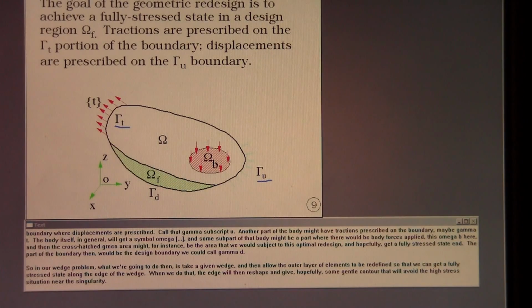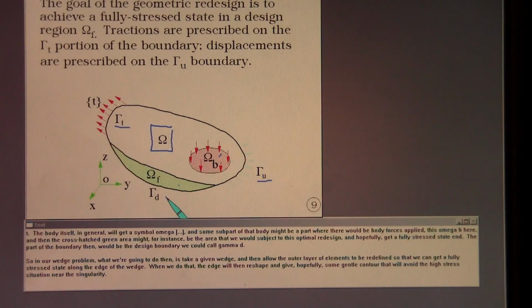The body itself, in general, we'll give the symbol omega, and some subpart of that body might be a part where there would be body forces applied, this omega b here, and then the crosshatch green area might, for instance, be the area that we would subject to this optimal redesign and hopefully get a fully stressed state in. The part of the boundary then that would be the design boundary we could call gamma d.